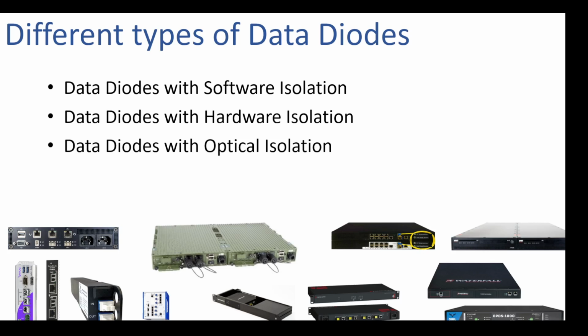The second category is the hardware data diode, where you have hardware isolating two sides, inside and outside, and it does not have logic on it. The third and most evolved category is the optical data diode, where you have no electricity, no power. It offers optical isolation natively. All of them do the same job, which is to send the information one way.